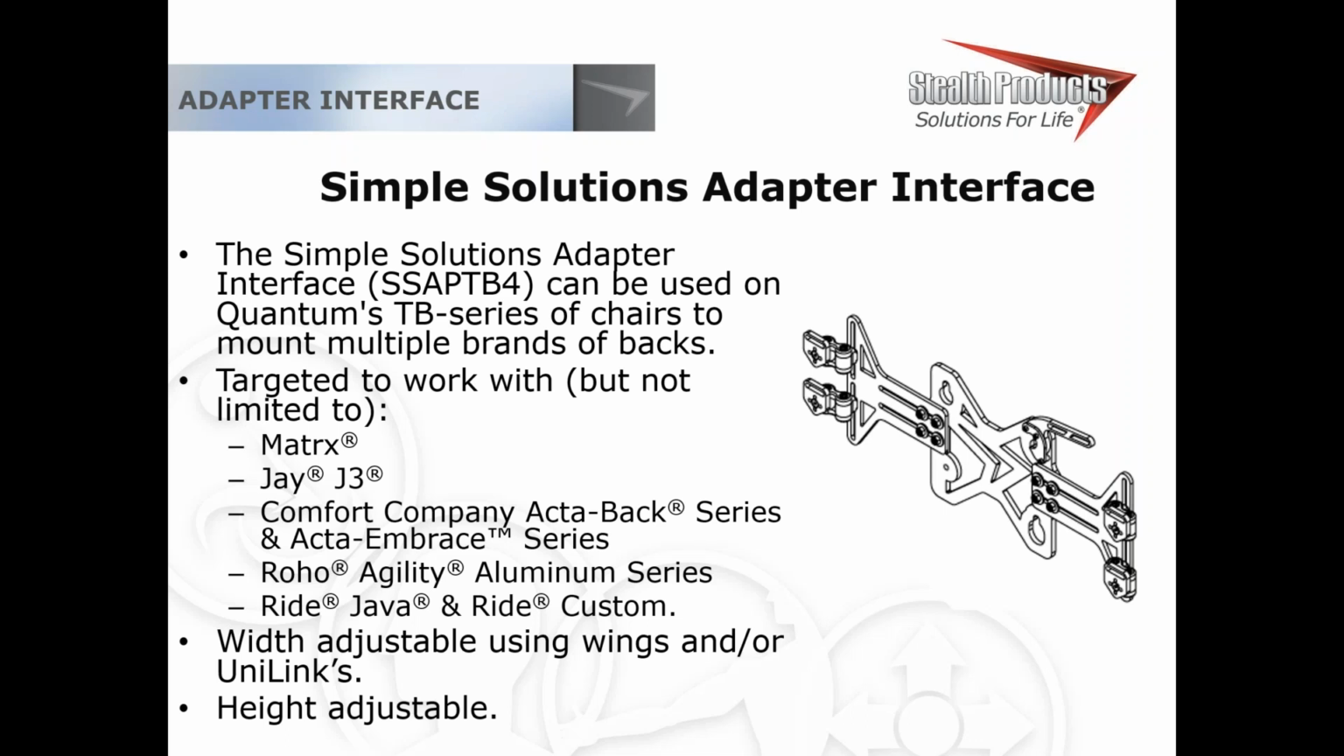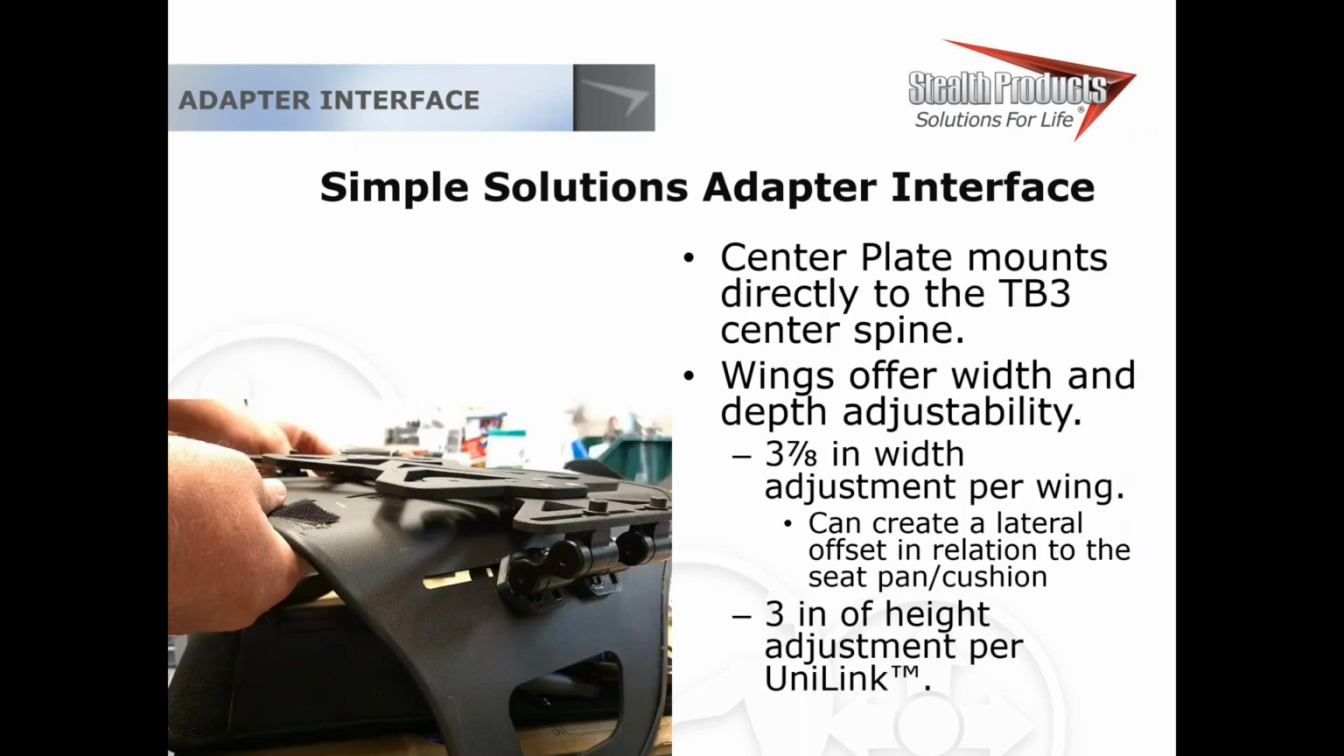And of all of those, so far, 1/2 inch is the most seat depth I've had to eat up to. So we're very, very minimal seat depth loss, and we get to do a lot of cool things here. So your center plate mounts directly to your center spine on your TB3, TB4 backs, and your wings are width adjustable. You've got about 4 inches per side. So if you're mounted right in the middle of those wings, you do have some lateral offset, about 2 inches per direction at maximum, but you do have the ability to go laterally with your backrest.